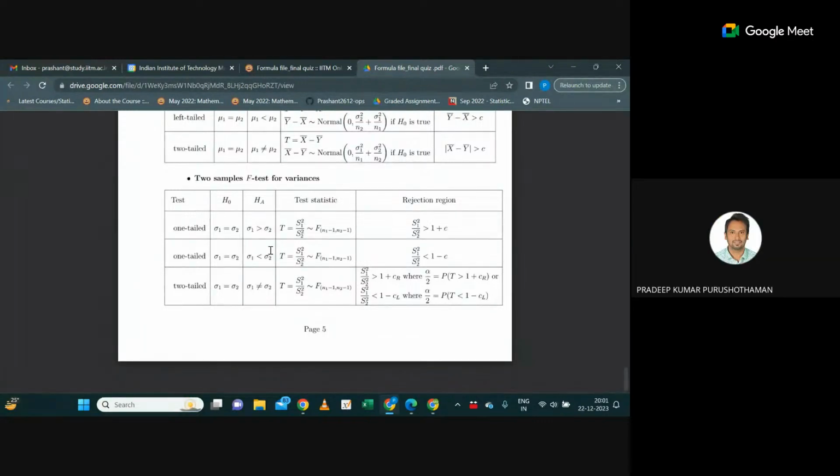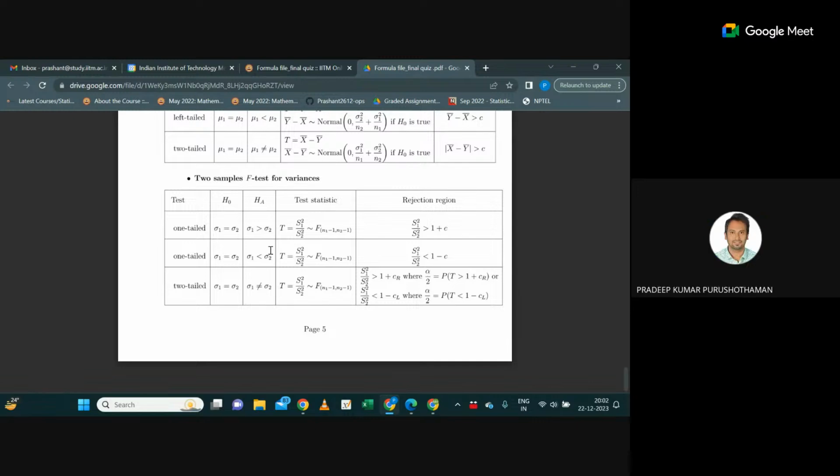So my question is, when we take alpha by 2, my S1 square by S2 square is going to be the same constant based on the sample that is given, and alpha by 2 also is going to be the same based on the significance that is given to us. One second. Don't compare S1 square divided by S2 square with alpha by 2.